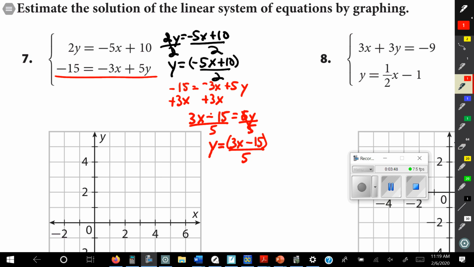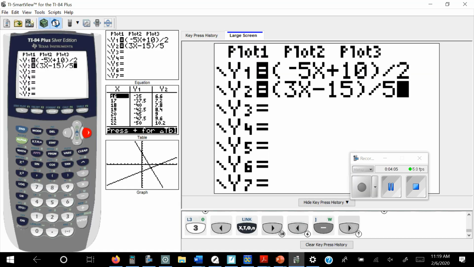Okay, so before I show you the calculator, just one slight error here. I had a positive 15, but it should be a negative 15 right here. And make sure you got negative 15 right there. Okay, now I'm going to show you what I type in the calculator. This is the reason I put it in parentheses instead of dividing it and having multiple fractions here. So I put it in just like this: the negative 5x plus 10 in parentheses divided by 2, and the 3x minus 15 in parentheses divided by 5.